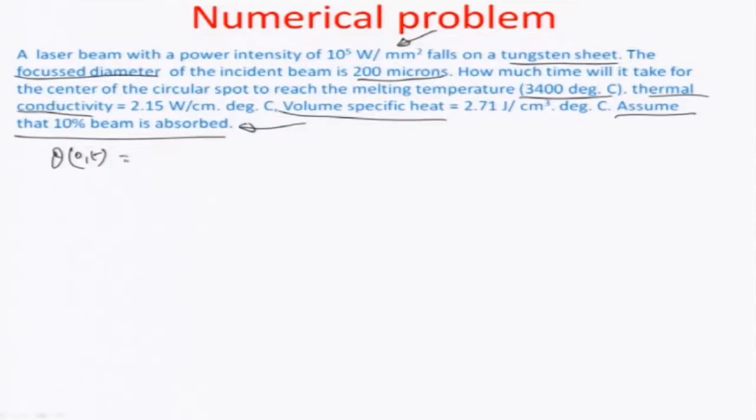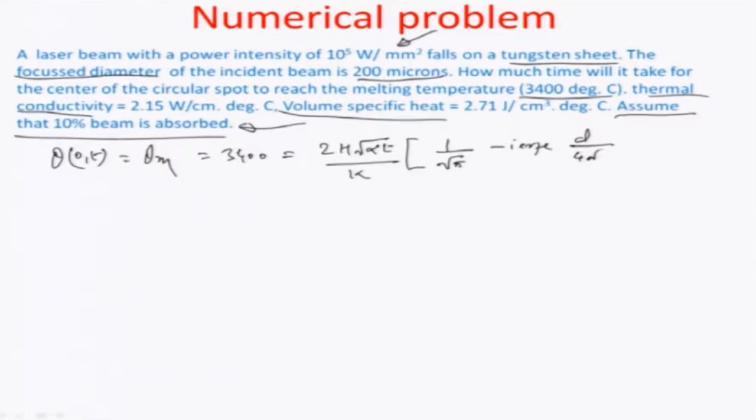Theta 0 T equals theta m. In this particular case, as you know, it is 3400 degrees Celsius, and this can be equated to twice H root of alpha T by K times 1 by root of pi minus i erfc, the error function of the third kind, d by 4 root of alpha T. Okay. We plug in the various values here.